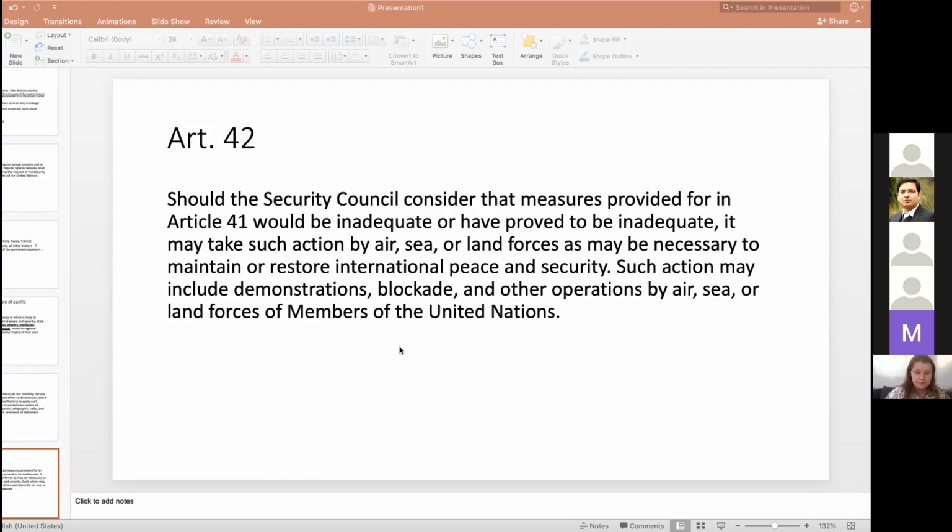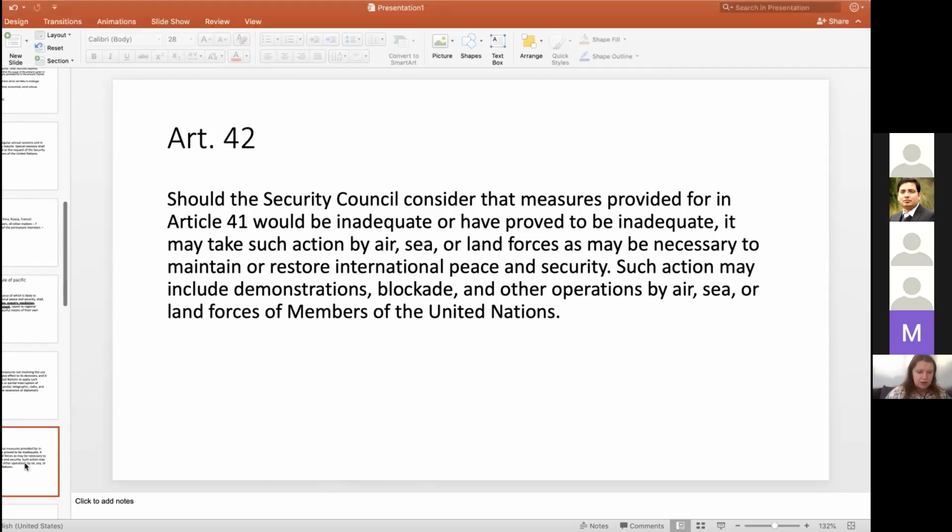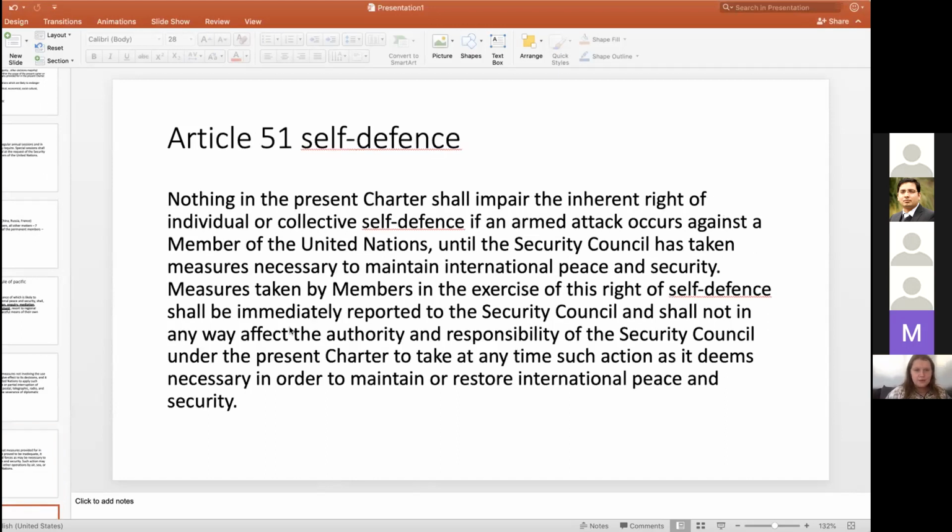And the second exemption to the prohibition of using force in international relations we can find in Article 51. As I mentioned, Article 51 is related to self-defense.